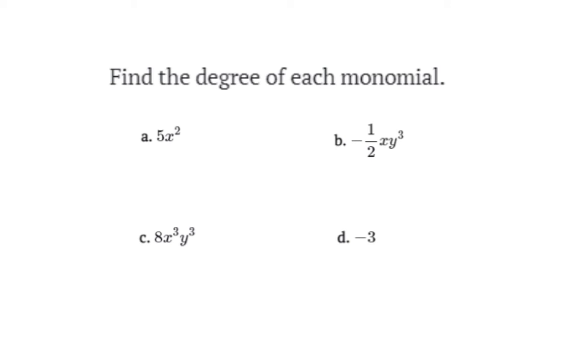So if we look at, the question is, what is the degree of each of these monomials? Again, it's the sum of the exponents of the variables. This one would have degree 2. When we have more than one variable, we add them together. So b would be of degree 4. C would be degree 6. That was 3 and 3. And negative 3 is negative 3x to the 0 power. That's degree 0.